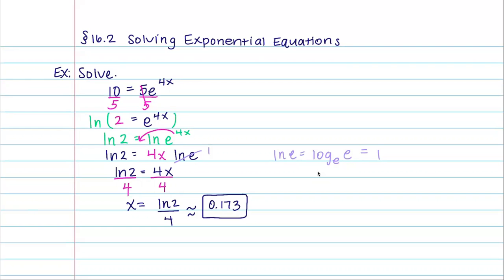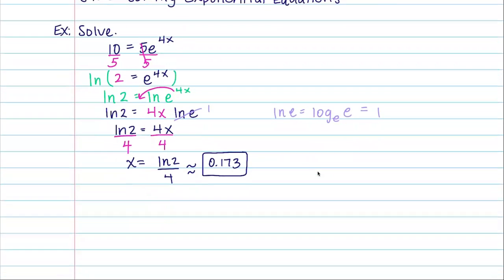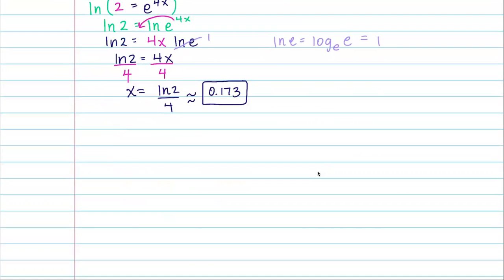All right, so our strategy was isolating the exponent, then using the idea that this e will cancel out with the natural log, and then we took the natural log of both sides. So let's go ahead and try another one.